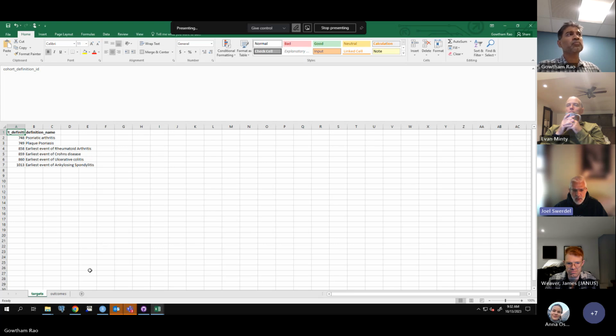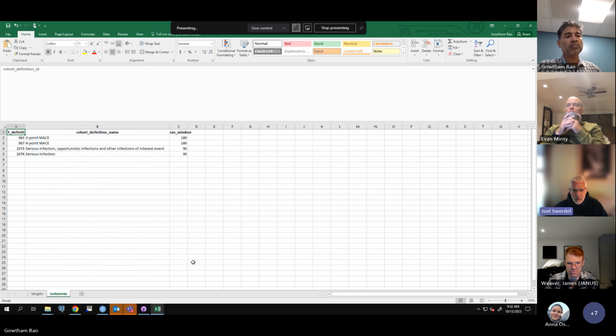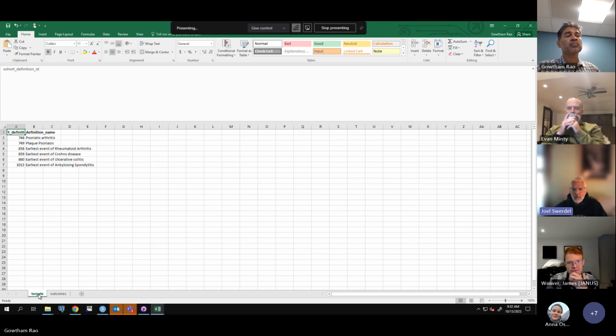So this was the targets. Let me just see the outcomes because I don't have this on there. This is looking for background incidence rates. If you go back to the targets, common outcomes from biologics that are used in these autoimmune conditions like psoriatic arthritis and psoriasis and rheumatoid arthritis are serious infections and MACE. And we want to see the incidence of those in the overall population, to see what's the outcome of MACE or serious infections in that group.